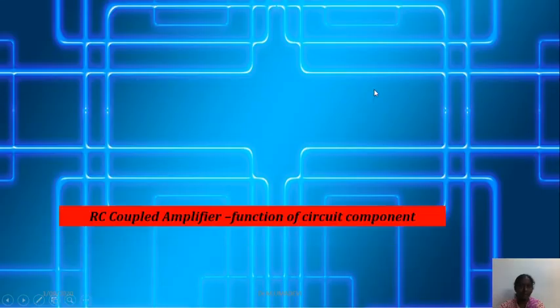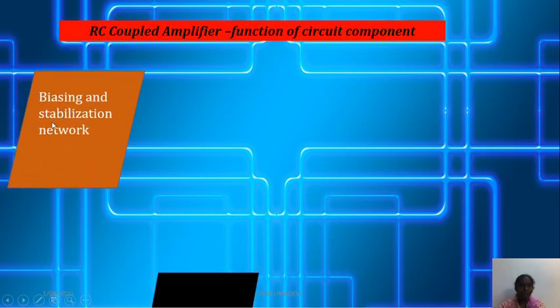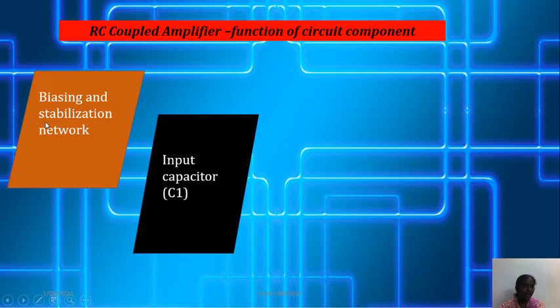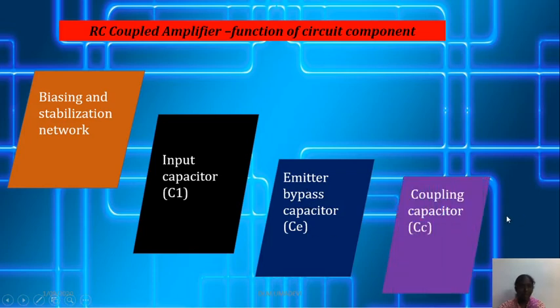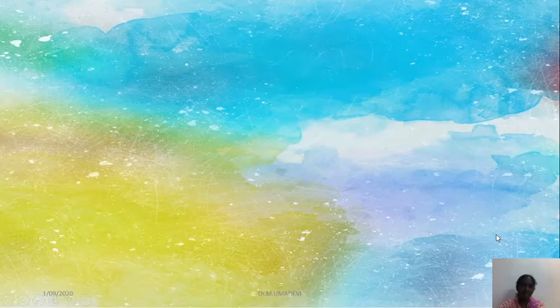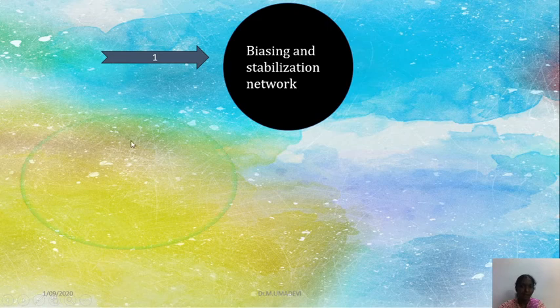We'll see in detail the function of circuit components. Mainly there are four types. One is the biasing and stabilization network. Second one is the input capacitor, CI or C1. Third one is the emitter bypass capacitor, CE. And the fourth one is the coupling capacitor, CC. First, we'll see about the biasing and stabilization network in detail.